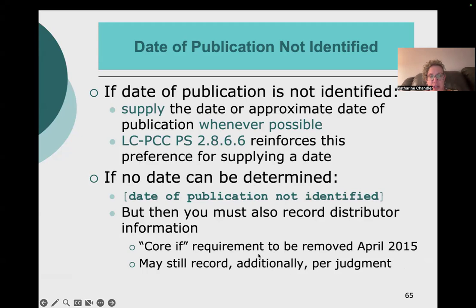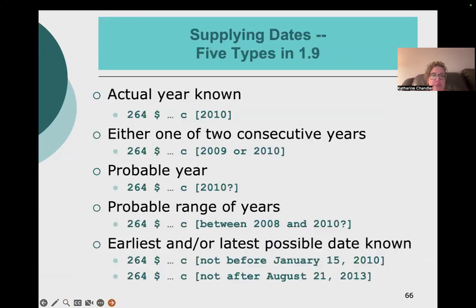You may still record it for judgment up until then, so now you must put this date of publication not identified. All right. Supplying dates, actual year known. If it's not obvious on it, but you know the year anyway, you can put it in square brackets. Either one of two consecutive years, like this, or probable year.